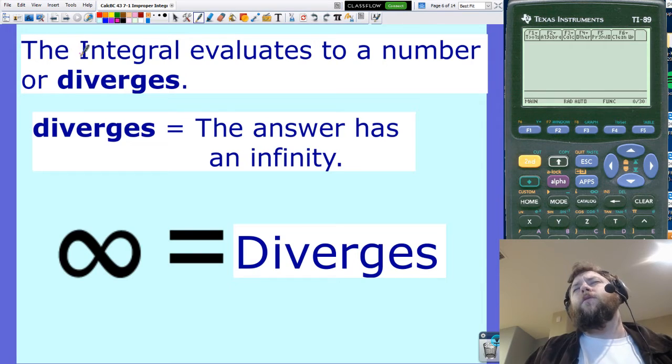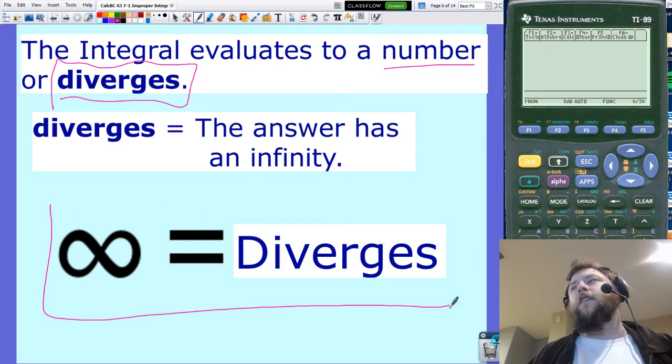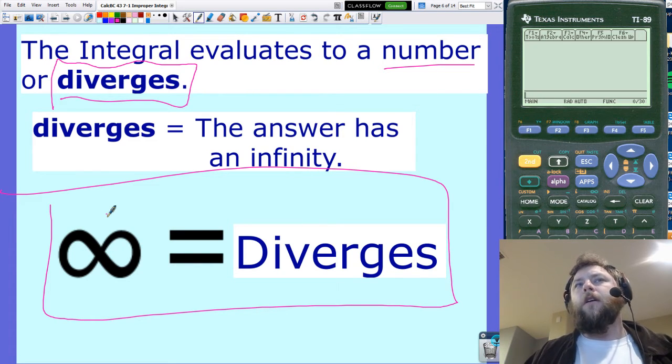And so this is one key thing to understand. An integral evaluates to a number when you integrate, or it diverges. This is a new thing this time. Diverges means the answer is infinity or negative infinity. So if you have infinity, that means your answer diverges. That means it doesn't converge to a number. It keeps growing forever. So you can't get an answer.